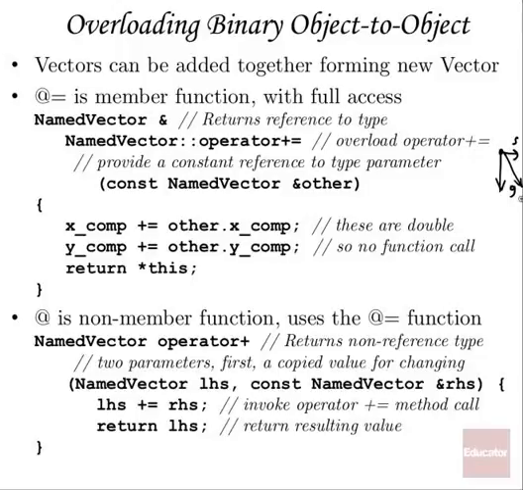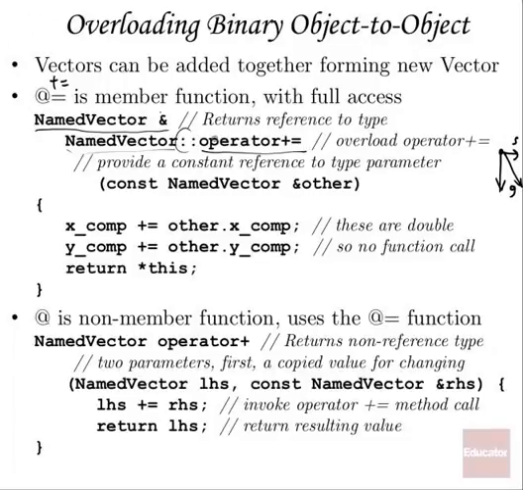So in this particular case, I use @ equal. I should have said @ equal, plus equal like that, but you know what I mean. In other words, this can be used with any of the operators. So the result of this addition is another named vector. So we're returning a reference to the type. Here's the guy who owns it. Here's the namespace. Here's the operator we're overloading, the plus equal.